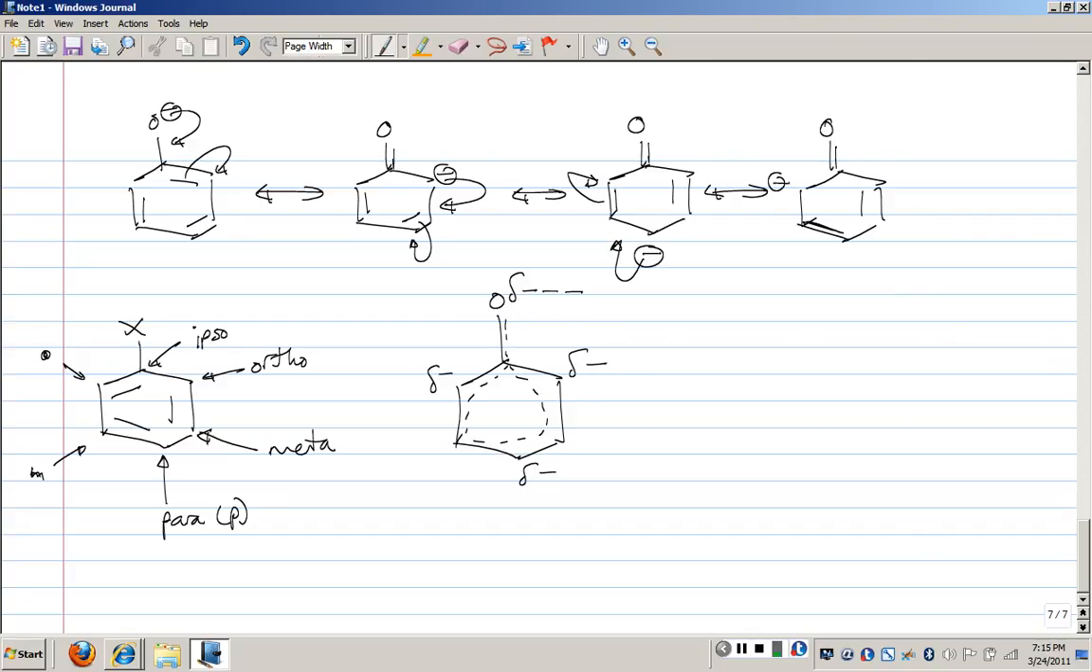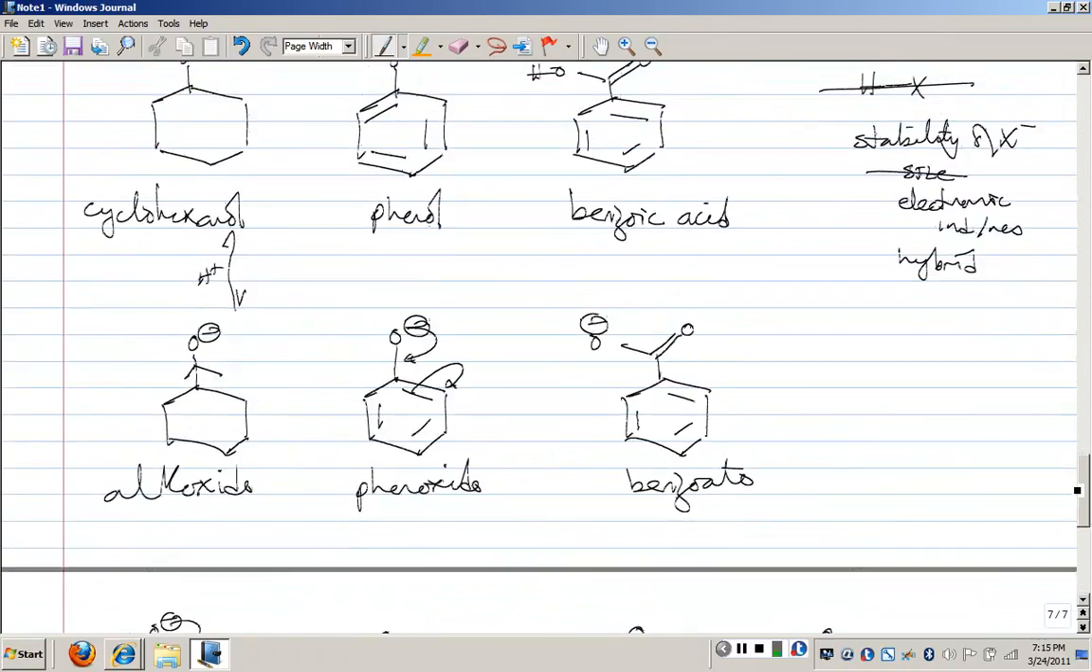Nonetheless, the charge on the O here is much less than the charge on the O here, which is the only atom bearing the charge. And in fact, the other carbons in the molecule are dumping electrons on the O. So this alkoxide is very unstable, and therefore it's a strong base.